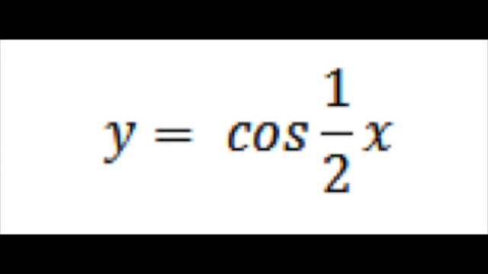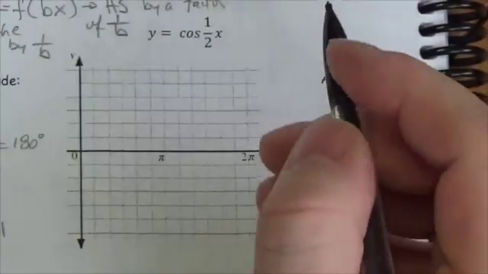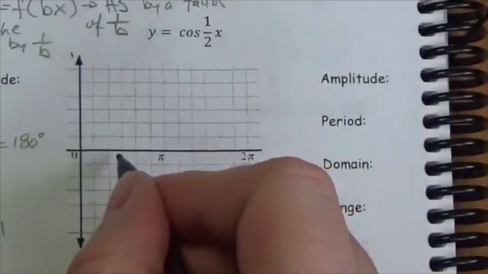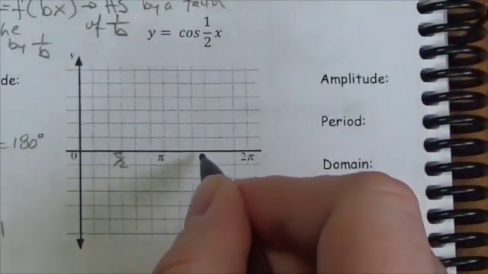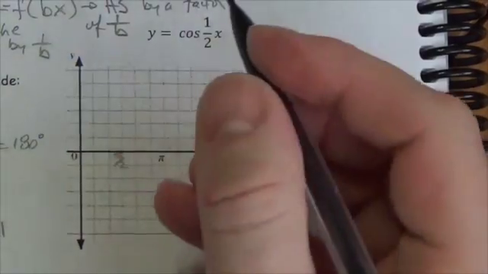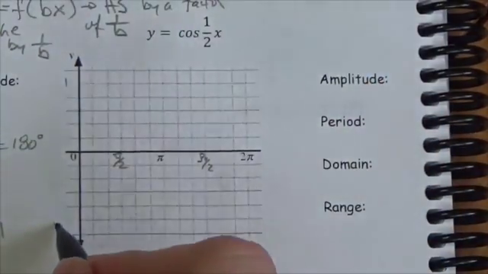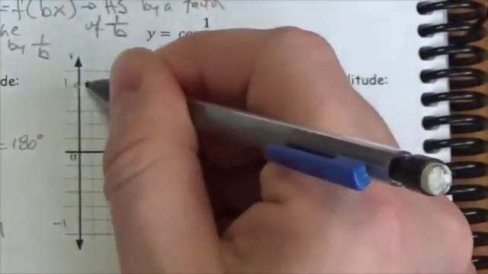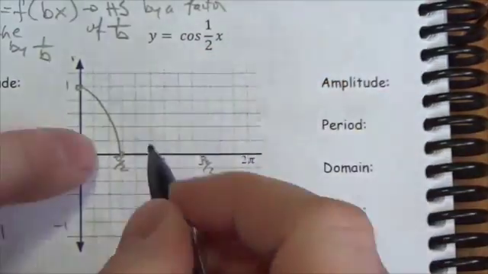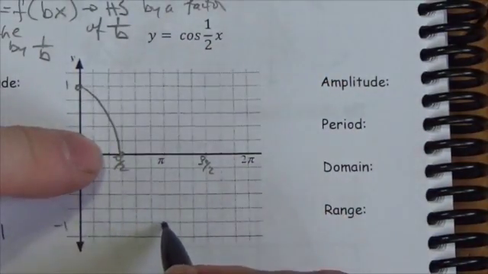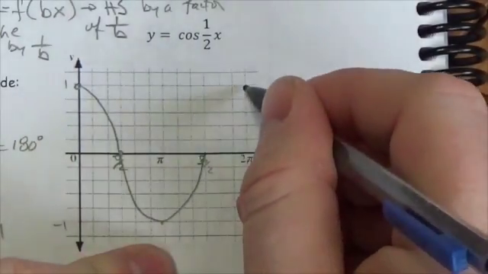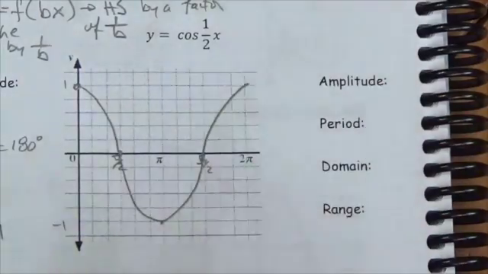Y equals the cosine of 1/2 x. All right, now we've got a slightly different sort of stretch factor here. Once again, I'm going to draw out a regular cosine here. So here's pi over 2, here's 3 pi over 2. Again, this is 1 up here and -1 down here. So cosine starts at its peak right here. It's going to go down to 0 at pi over 2, down to -1 at pi, up to 0 at 3 pi over 2, back up to 1 at 2 pi.